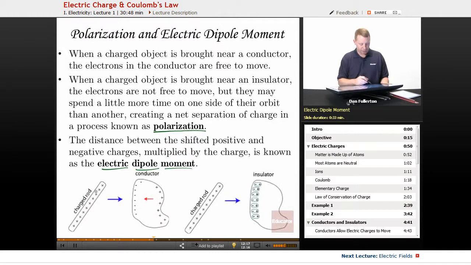With a charged rod and a conductor, the electrons spend time here. It's easy to see the attraction. With the charged rod and insulator, where the charges aren't free to move, inside the atoms themselves, the electrons spend a little bit more time toward the positive side, and you still get that net force of attraction.